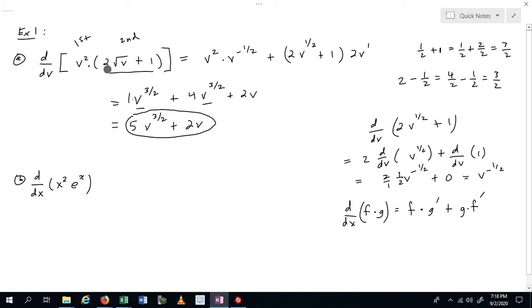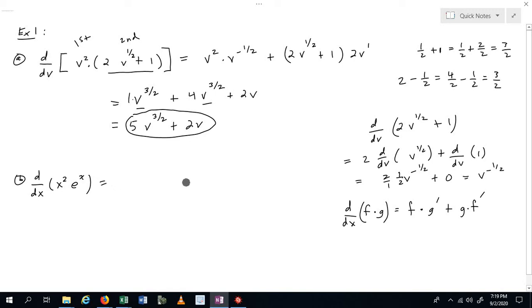Now, I think in this case, if you wanted to check your answer, you could do this a different way. What I would do, just to see, is go ahead and distribute the v squared to both of these, and then find the derivative after that. And then you would not have to use the product rule in that case. That's an alternative way of finding this derivative, and so you could check and see if you get the same answer doing it that way.